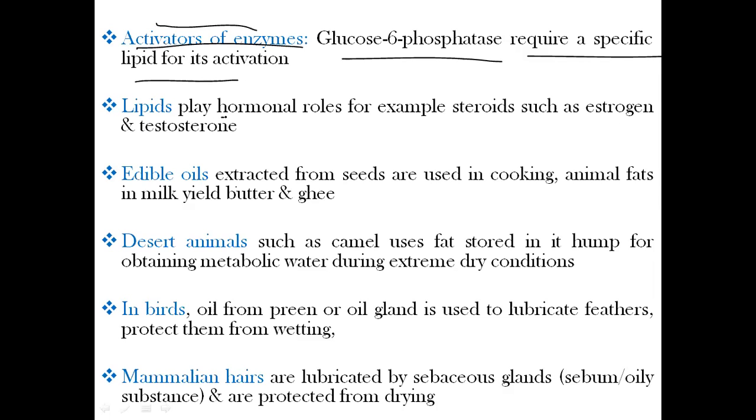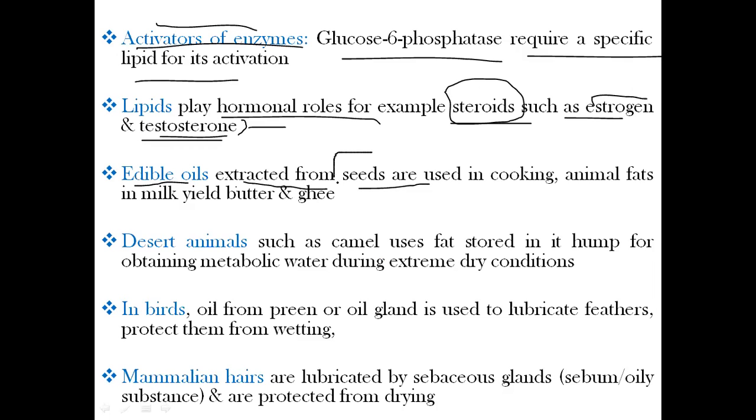Next one is lipids play hormonal roles. For example, steroids such as estrogen and testosterone. Estrogen is present in female and testosterone is present in male. These are male and female sex hormones, which are lipids in nature because they are steroids. Steroids are an example of lipids. Also, some edible oils are extracted from the seeds of many plants, and these are used in cooking. Animal fats and milk yield butter and ghee, so it is an important role of lipids.